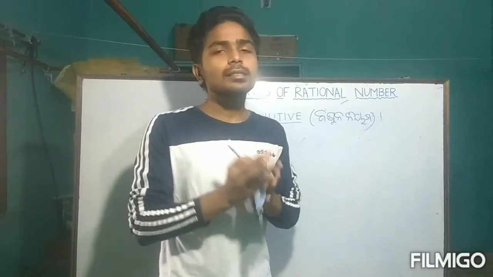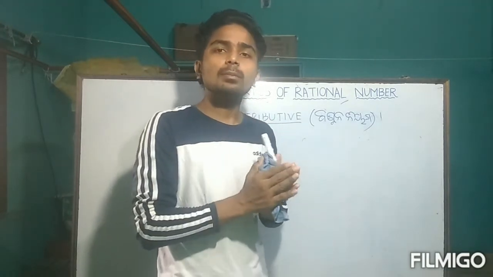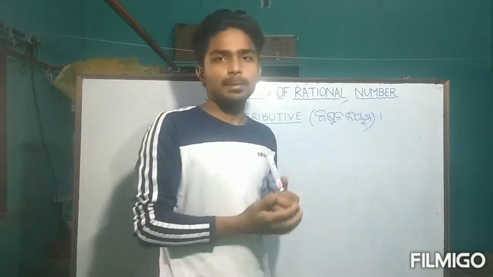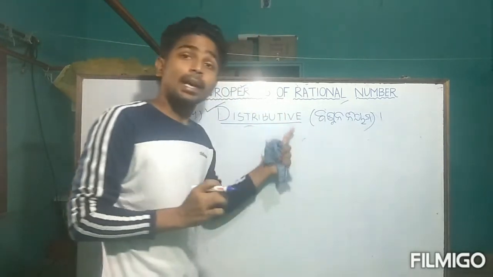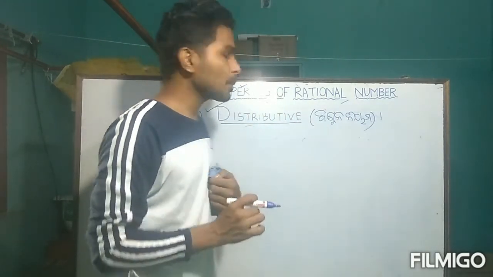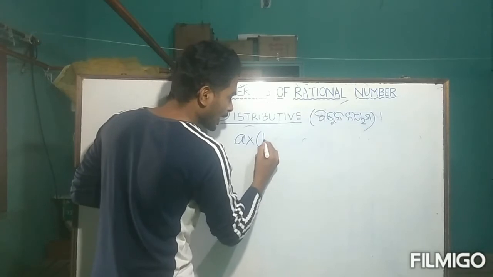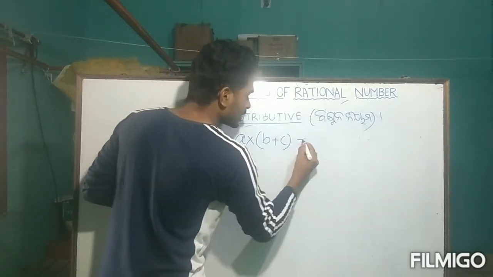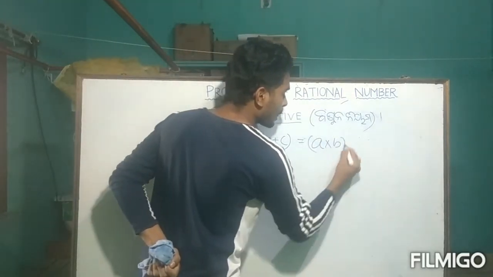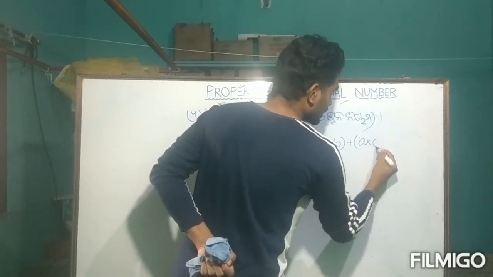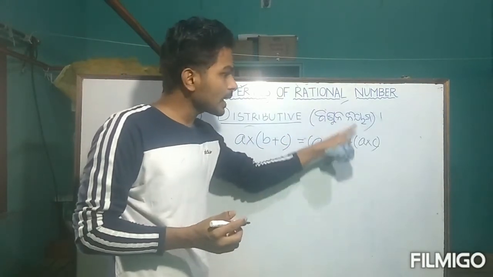Okay. So now let us discuss the fourth property of rational numbers, and this property is the combined effect of both addition and multiplication. What is that property? That property is the distributive property. So what does the distributive property say? It says that a into the bracket of b plus c is equal to a into b plus a into c. Understood? a into b plus c is equal to a into b plus a into c.